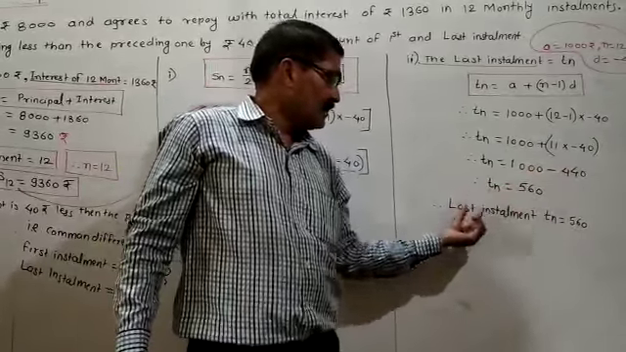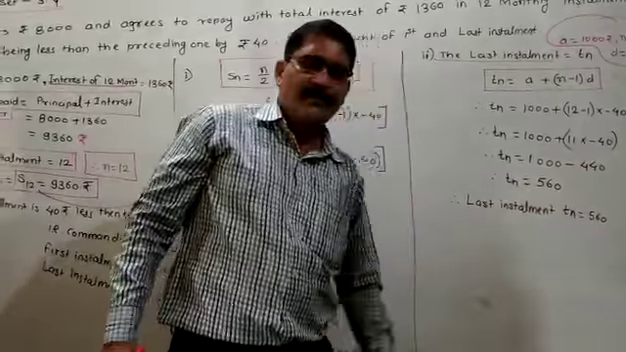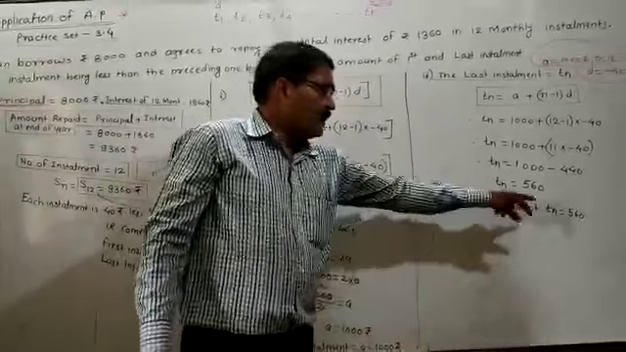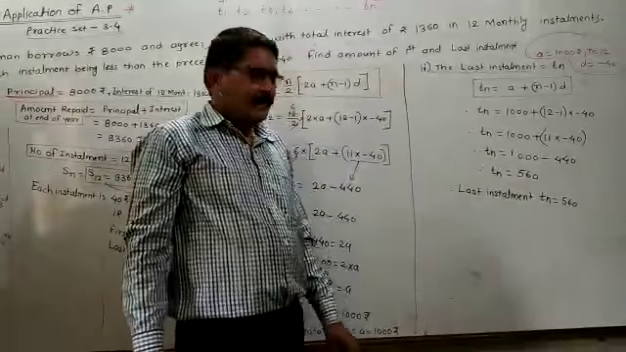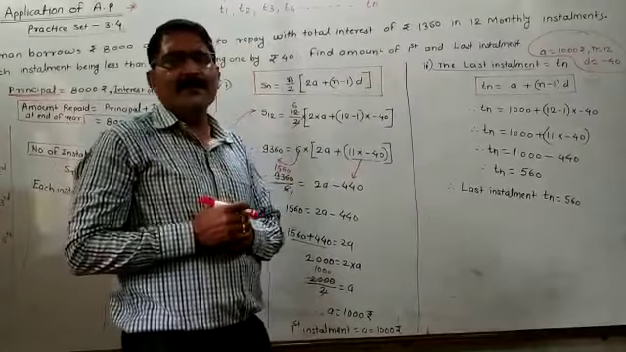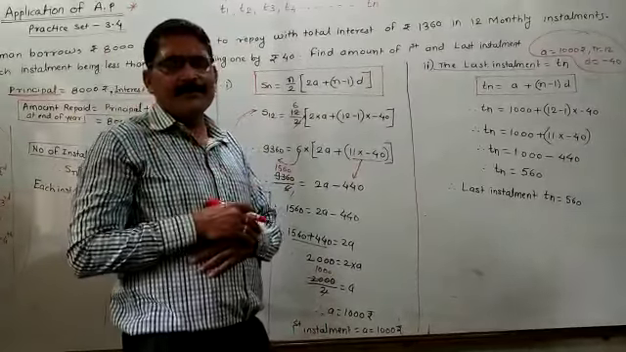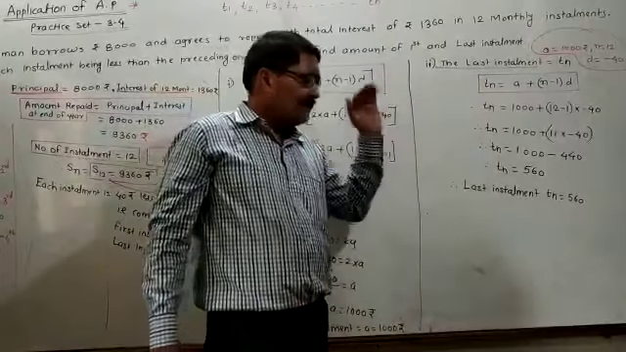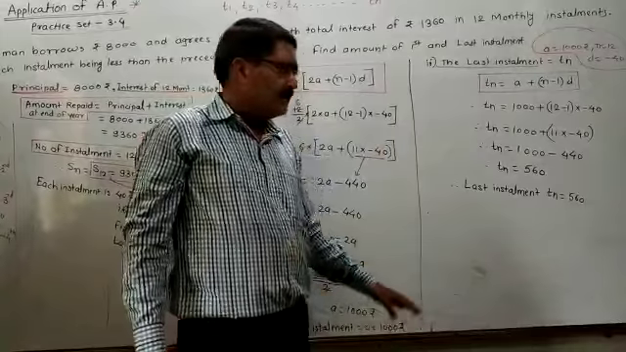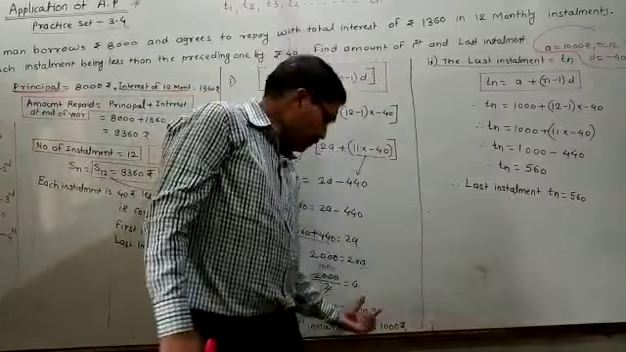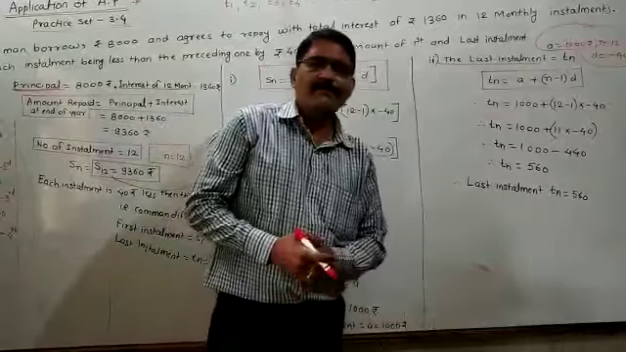Therefore the last installment is equal to 560. In this way we will get the first installment as 1000 and the last installment as 560. Why is the first installment greater? Because each and every installment is less by 40 than the preceding installment. If the first installment is 1000, the next installment is less than that by 40, and that's why the last installment will be 560.